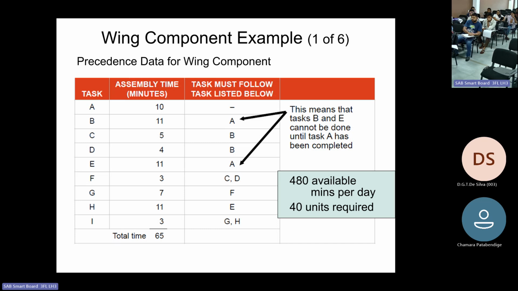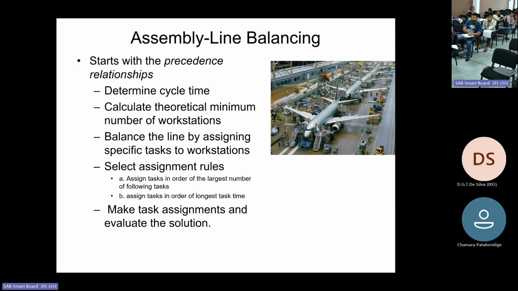In this case it says per day 480 minutes available for production. And within that time we should be able to produce 40 units. That is the required output. Clear? Such information should be given. You've got to practically handle it. You need to gather such data and then do the assembly. Right. So these are the steps to follow.